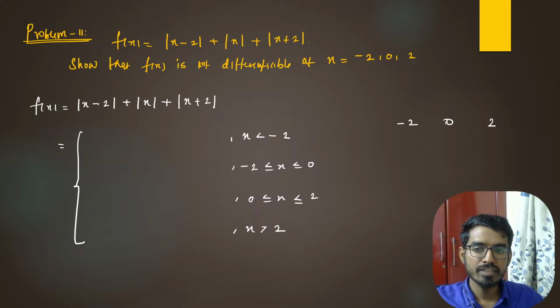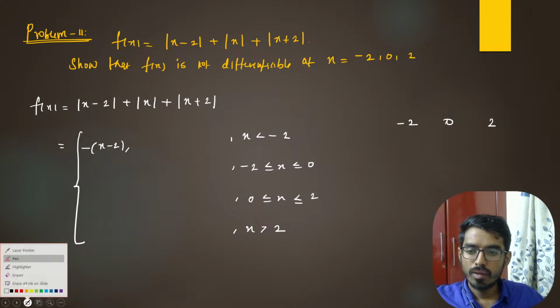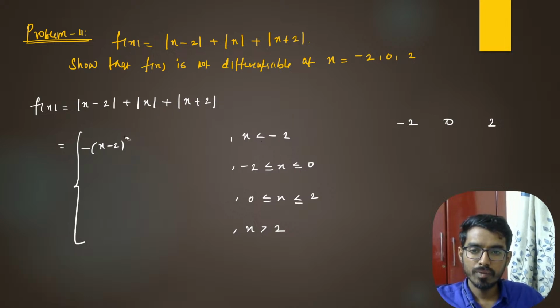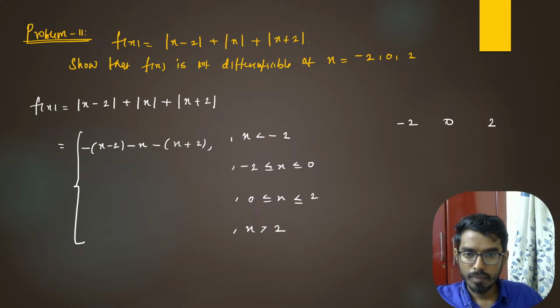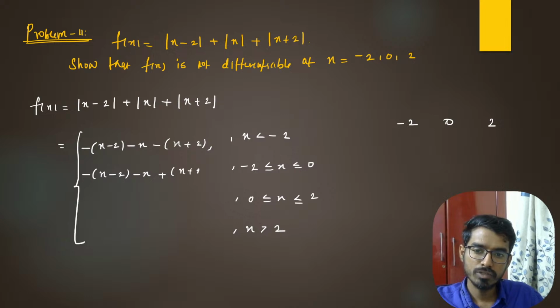Now when x is less than minus 2, let us take minus 3. Minus 3 minus 2 is minus 5, inside is negative, so it is minus of x minus 2, and here also inside is negative, so it is minus x. Minus 3 plus 2 is minus 1, so again it is negative, so it is minus of x plus 2. Now minus 2 to 0, let us take minus 1. Minus 1 minus 2 is minus 3, so inside is negative, minus of x minus 2, again inside is negative, minus x, and minus 1 plus 2 is positive, so it is plus x plus 2.